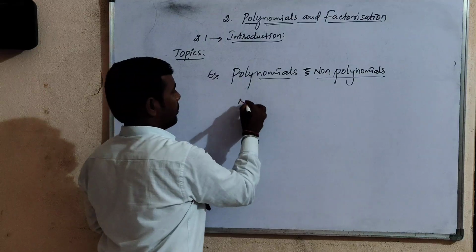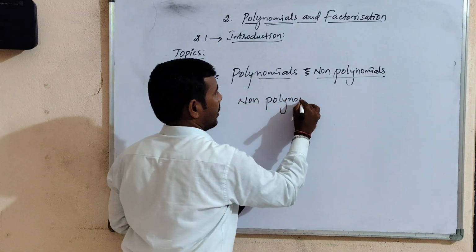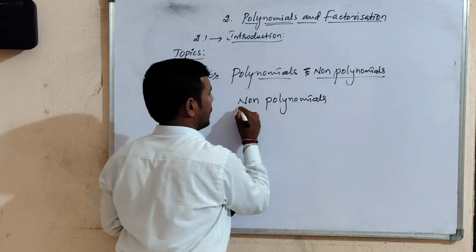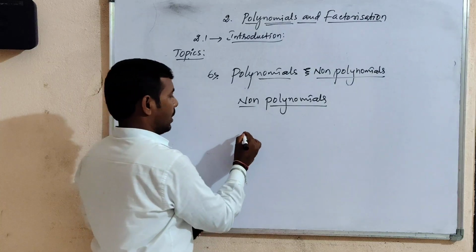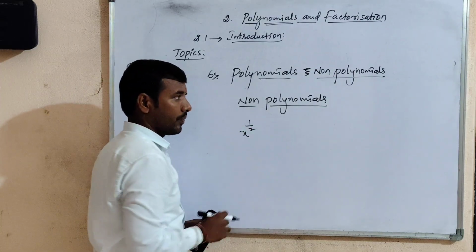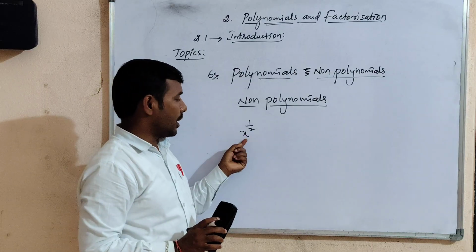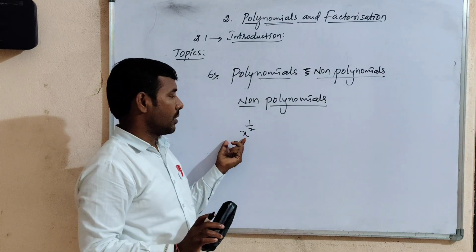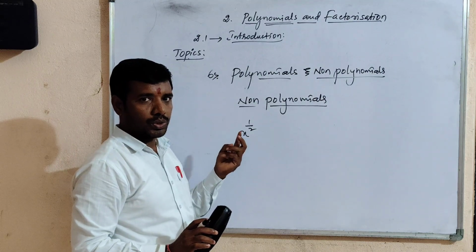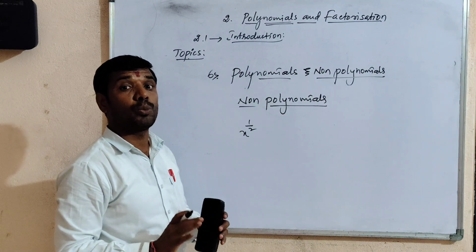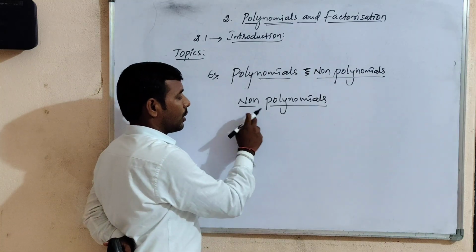Now I want to discuss non-polynomials. What is a non-polynomial? In a sense, it is the opposite of a polynomial. One example is x to the power of 1 by 2. It is an algebraic expression, no doubt. The variable is x, no problem. But the exponent should be a whole number, and here it is not. Your exponent is not a whole number.